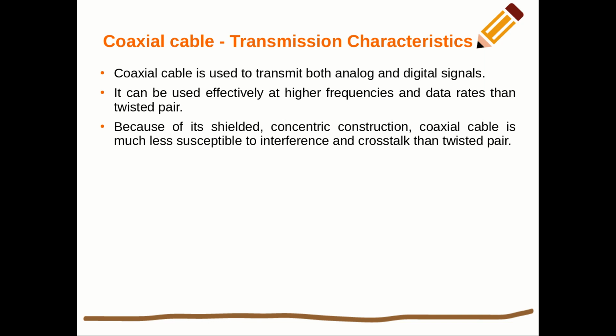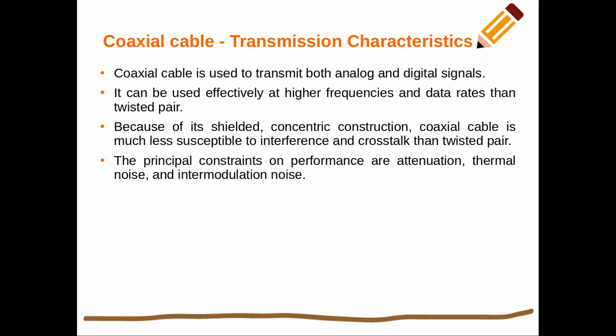When comparing with fiber optic, that will be less. Because of its shielded concentric construction, coaxial cable is much less susceptible to interference and crosstalk than twisted pair. And this interference issue, crosstalk issue, everything we saw in the first module, some of the transmission environments. And coaxial cable is more protective in terms of any transmission environments like crosstalk, interference, etc., than twisted pair, because it has proper shielding.